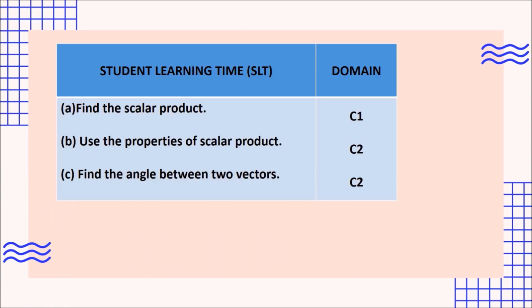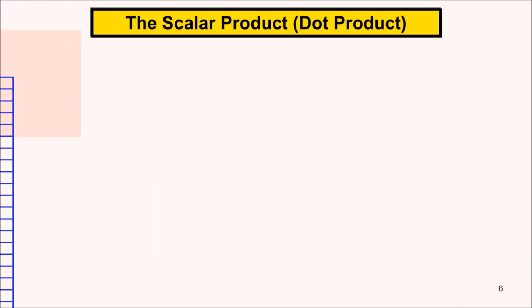For today's lecture, these are the learning objectives that you have to achieve at the end of the lecture. The first one is to find the scalar product, the second one is to use the properties of scalar product, and the last one is to find the angle between two vectors. Now, let us look at the first learning objective for today, to understand the scalar product.